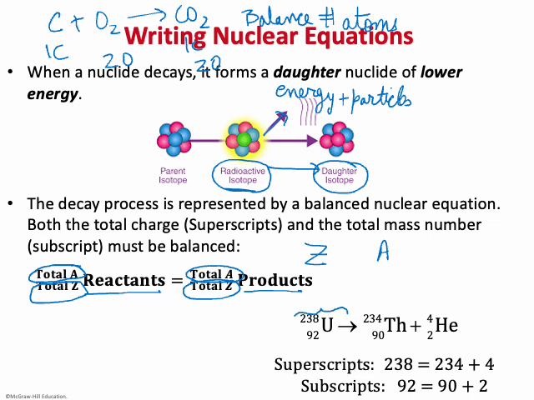If you see my mass number here, the superscripts, 238. What are the total superscripts here? 234 plus 4, which is 238. So this should be balanced. Also in the subscripts, which is atomic number, on the left it is 92. On the right, 90 plus 2, which is also 92. So these numbers should be balanced. As long as they are balanced, your nuclear equation is balanced.